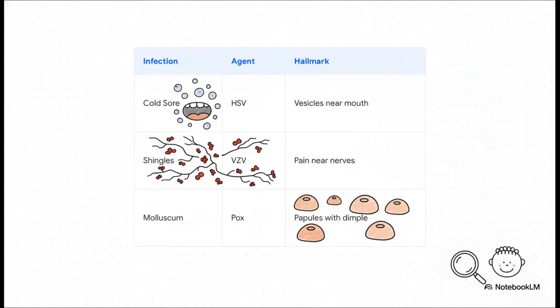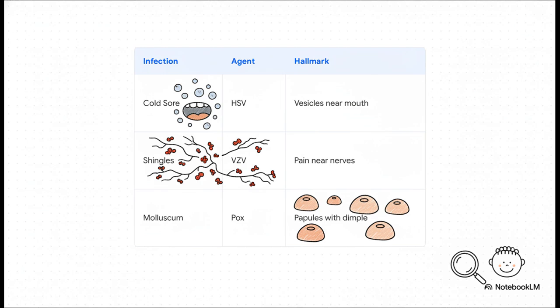Now, this is a slightly lower emphasis topic, so we're going to review these lightning fast to capture only the most testable, highly specific facts. You need to memorize these visual hallmarks. Herpes simplex virus causes your classic weeping cold sores. That's a group of itching, burning vesicles near the lips or other mucocutaneous areas.